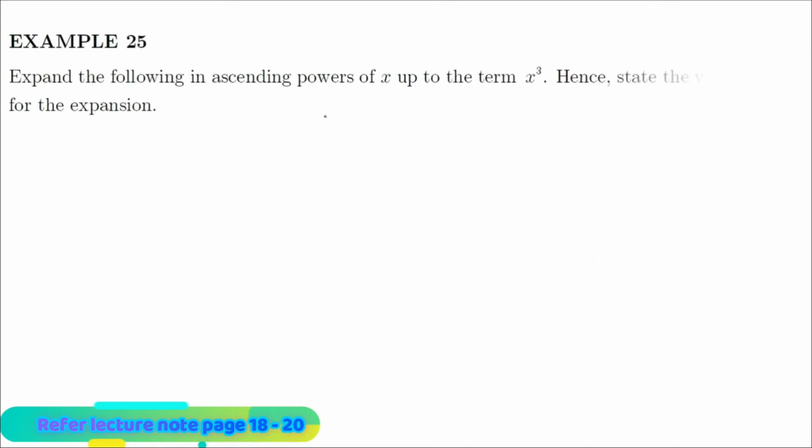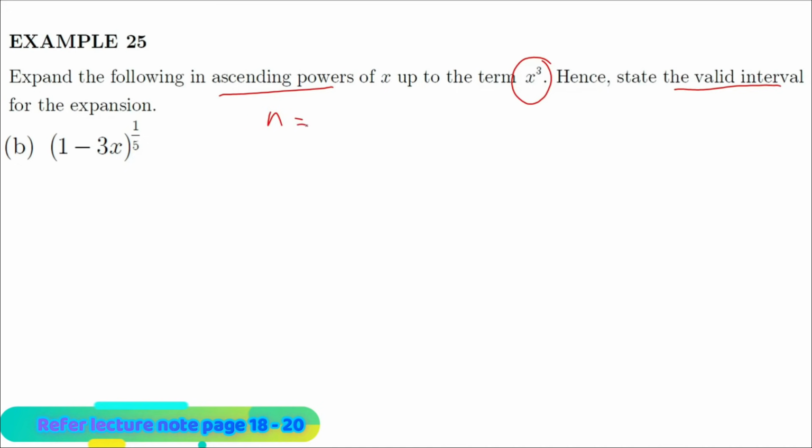So now look at example 25. We have to expand the following in ascending powers of x up to the term x to power 3, and hence state the validity interval for the expansion. We look at b. We have to expand (1 minus 3x) to the power 1 over 5. So we have here n, which is definitely a fraction, 1 over 5, and we have a equals minus 3.